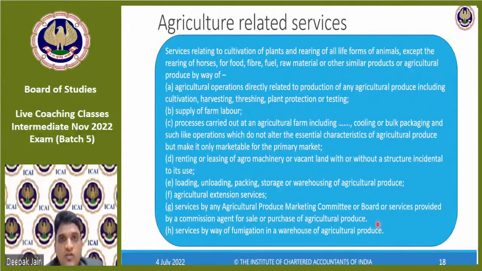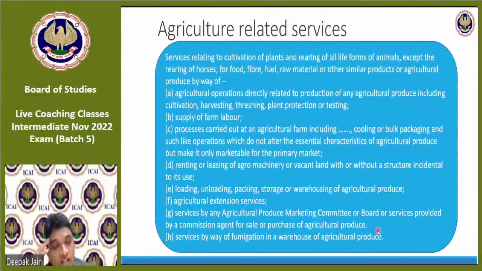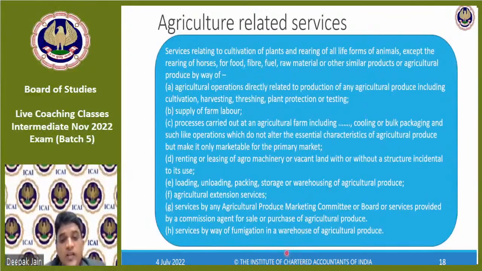ये मंडियों में क्या होता है, बहुत सारे एजेंट होते हैं जो बायर और सेलर को प्राइस बता के, प्राइस सेट करके प्रोडक्ट्स को बेचते हैं. तो वो लोग कमीशन जो लेते हैं उसको भी गवर्नमेंट ने एग्जेम्प्ट बना दिया है, ताकि ये ना हो कि वो जो एजेंट का चार्ज है उसके ऊपर जीएसटी लगे, नहीं, वो भी एग्जेम्प्टेड बता दिया है. ओके, देन सर्विसेज बाय वे ऑफ fumigation in a warehouse or agriculture produce, which you have already seen. So this, all of these are exempted services. ठीक है.